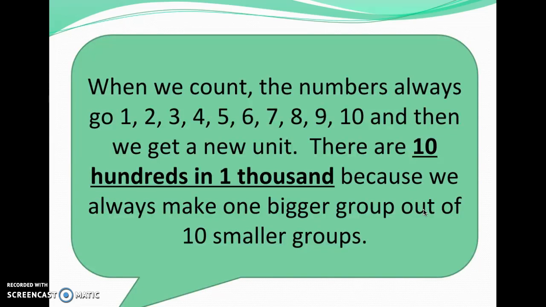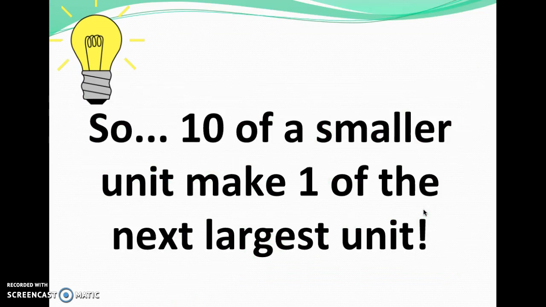When we count the numbers, we always go 1, 2, 3, 4, 5, 6, 7, 8, 9, 10, and then we get a new unit. So there are 10 hundreds in 1,000 because we always make one bigger group out of 10 smaller groups. So 10 of a smaller unit make one of the next larger unit. That's the big idea here, so think about that for a second. 10 of a smaller unit make one of the next larger unit.